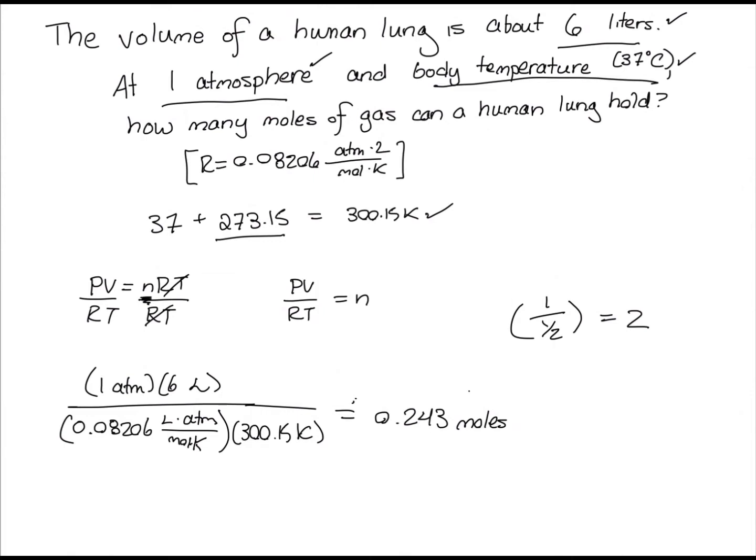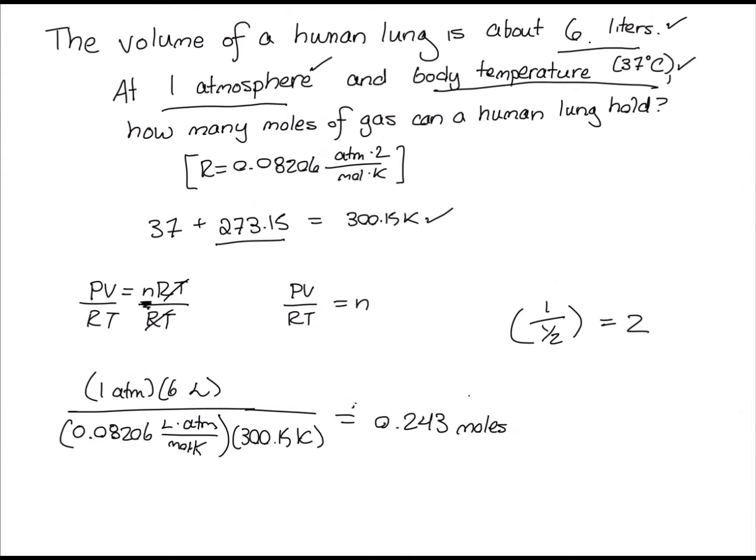But if you remember, we only had 1 sig fig up here. We only had 6 liters for our lung because it's an average of the human lung, which means that we're going to have to go back and get rid of a couple sig figs, leaving us with 0.2 moles. That is the number of moles that an average human lung can hold.